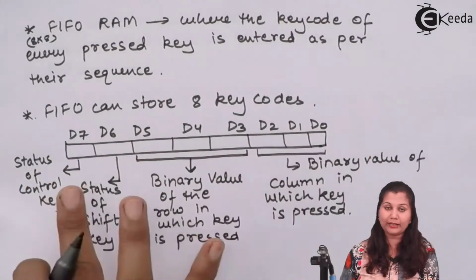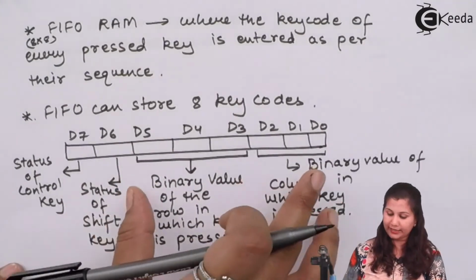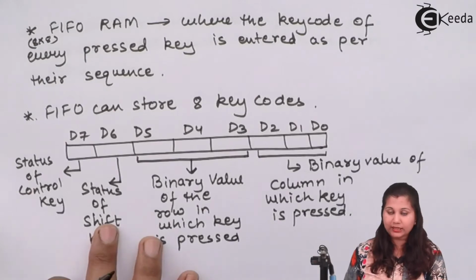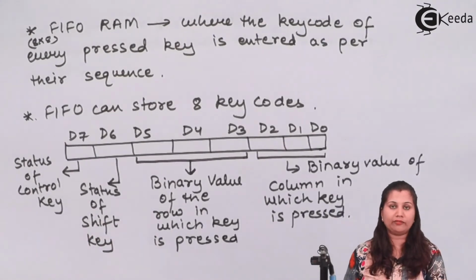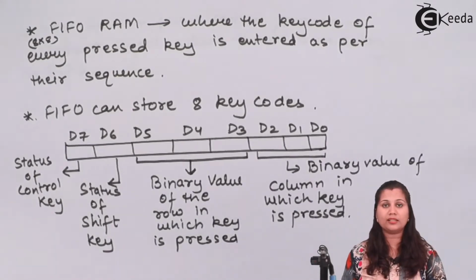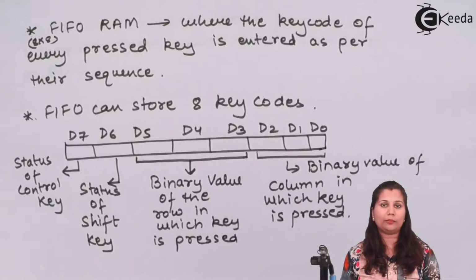This is the format of the key code which is entered in the FIFO. Now this was in the keyboard scan mode. Now when the keyboard section is in the scanned sensor matrix mode, then in place of the keyboard, a sensor will be connected.